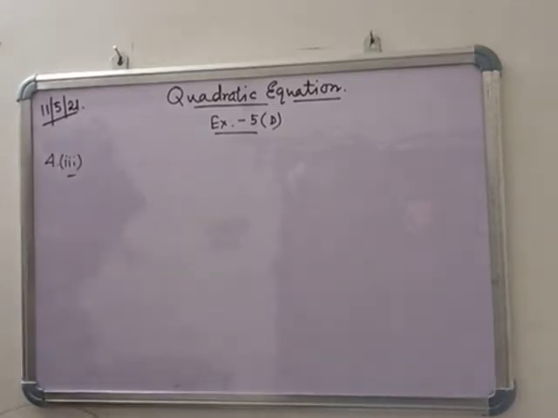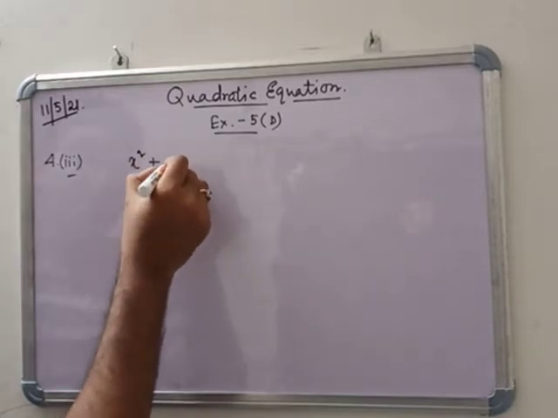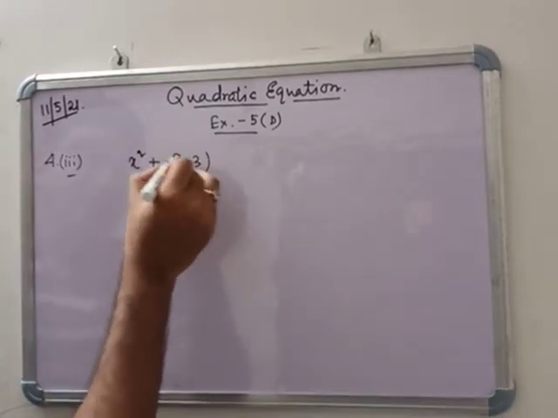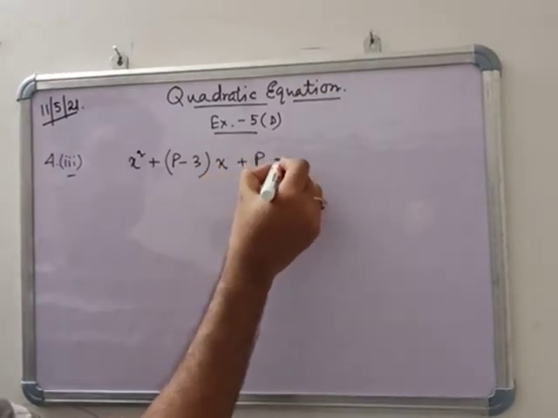In 4, see that without solving the following quadratic equation, find the value of p for which the given equation has real and equal roots. So the condition given is equal and real roots. Okay, so see that the equation given is x square plus (p minus 3) into x plus p equals 0.